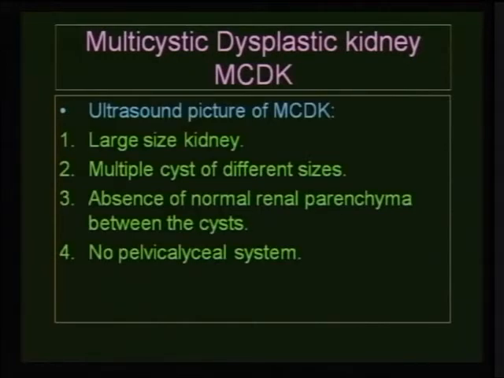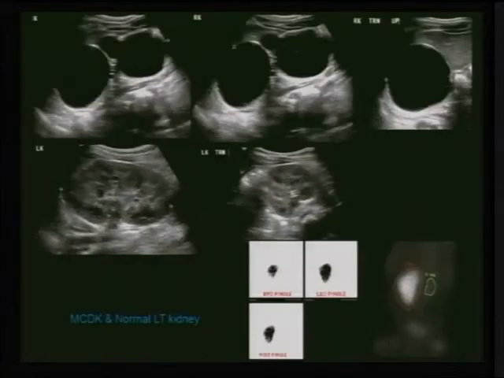The multicystic dysplastic kidney is large, with multiple cysts of different sizes. There is no renal parenchyma because the ureteric bud did not join the metanephros, so that metanephros has gone into degeneration and did not develop into normal renal parenchyma. And there is no collecting system. This is the picture of multicystic dysplastic kidney.